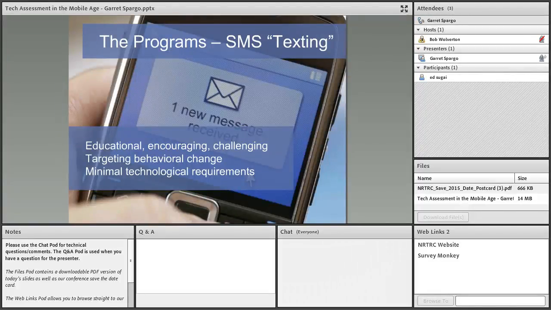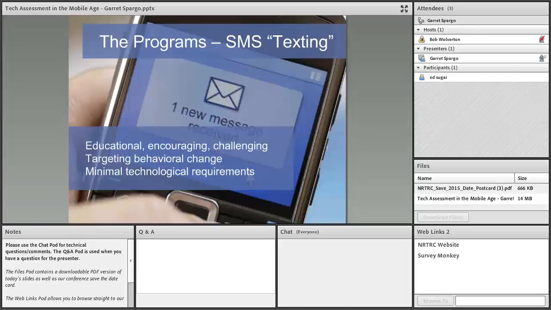Now, the programs that are developed here in the mHealth world, there are a lot of them. But there are three primary ones here that I'm going to focus on because I've seen a lot of questions around them or a lot of publications around successful programs using these various systems. The SMS texting, your very simple text messages, are typically sent by a physician or a provider or a case manager, someone on the clinical team that provides educational or encouraging or challenging messages to the patient.